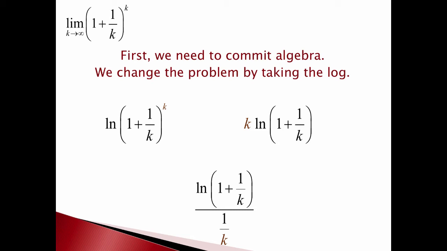Okay, so what we've done here is taken the log that let us separate off the two k's. So now I've got a k in the denominator and a k that's in the numerator, and I can worry about the two separately. Okay? And that's what L'Hopital's rule will let us do here.